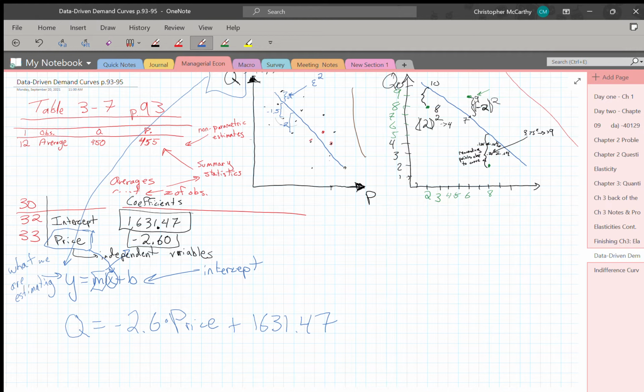Don't worry about, have you guys taken any stats? You taken stats? No stats? BMO? Yeah? All right, so let's not worry about standard error, t-statistics, or p-values. That's 3 whole classes.